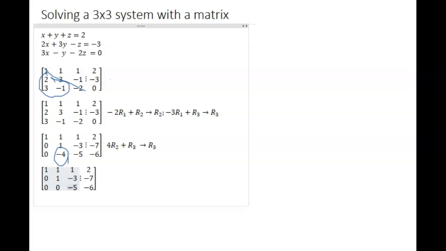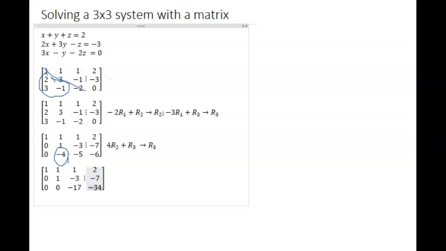And this is the point where you go, negative 17. That's kind of a weird number. I hope I'm doing everything right. And finally, the column of constants. 4 times negative 7 is negative 28, plus negative 6 is negative 34.